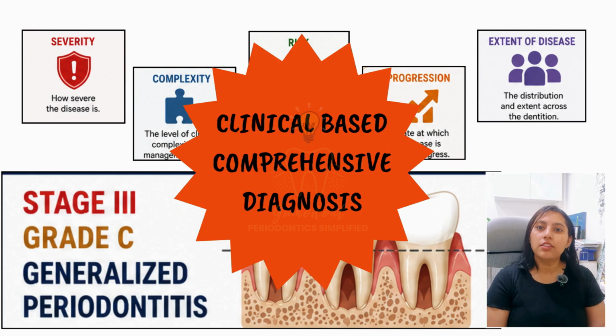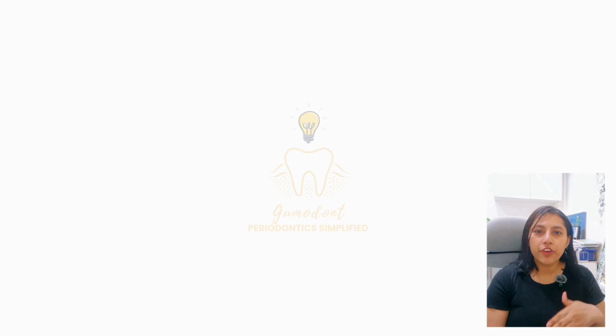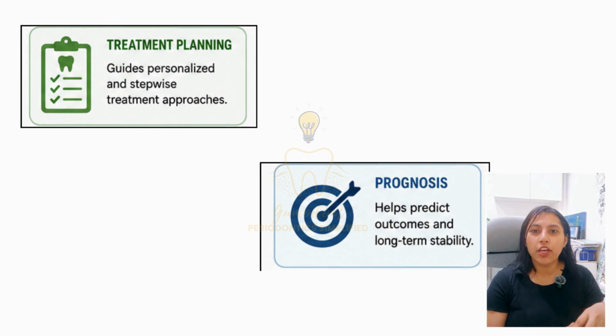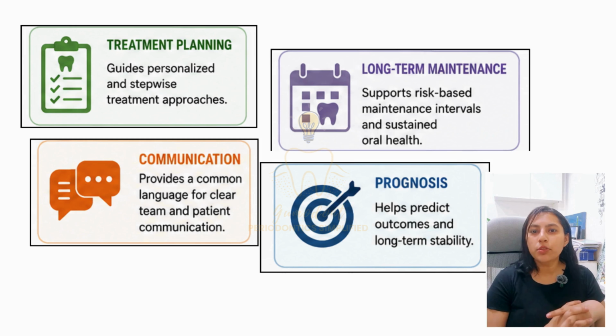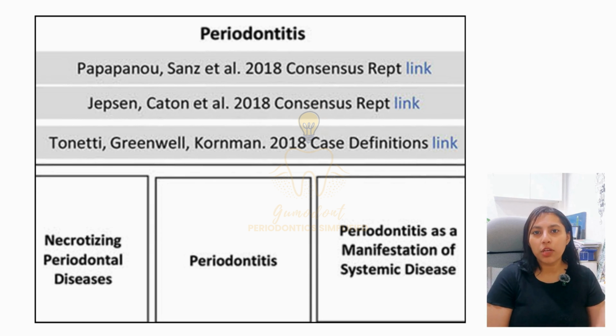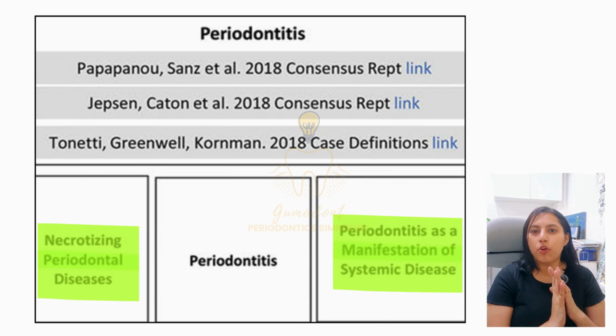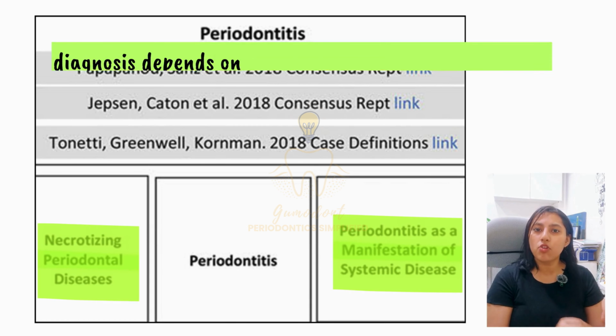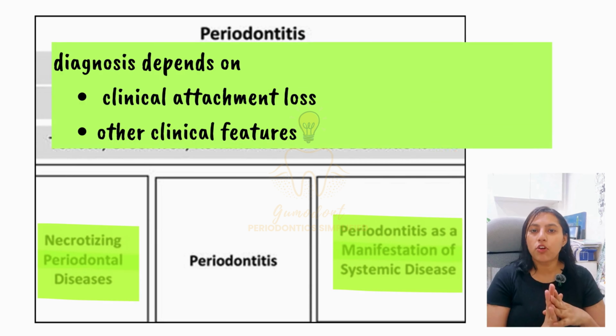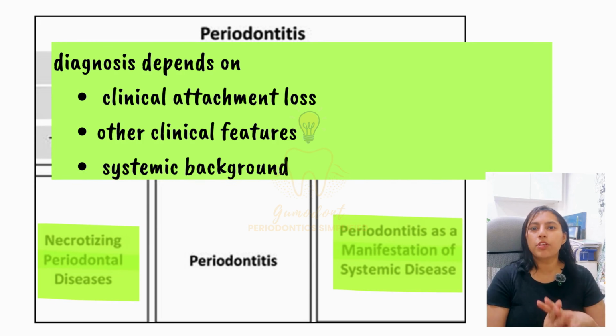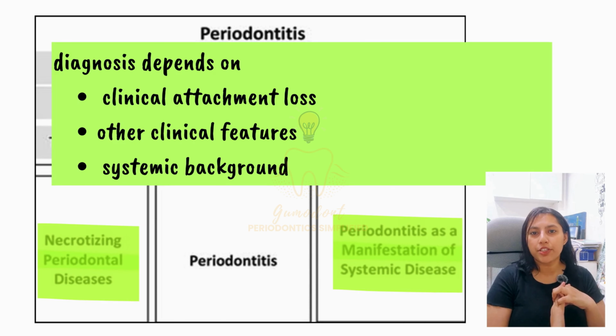And that is exactly why this classification is much more clinically relevant. It helps in treatment planning, prognosis, communication, and long-term maintenance of the patient. Now, apart from routine periodontitis, the classification also includes two other important forms: necrotizing periodontitis and periodontitis as a manifestation of systemic diseases. And these are clinically very important because the diagnosis here is not based on only attachment loss but also on the overall clinical presentation and systemic background of the patient.